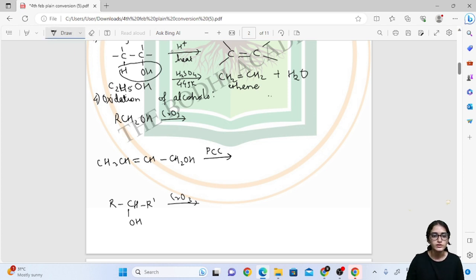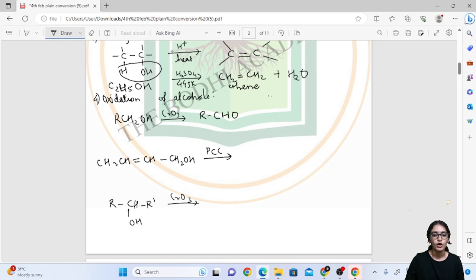That means if you oxidize the primary alcohol in the presence of anhydrous chromic acid, what we are going to get is RCHO, that is an aldehyde.